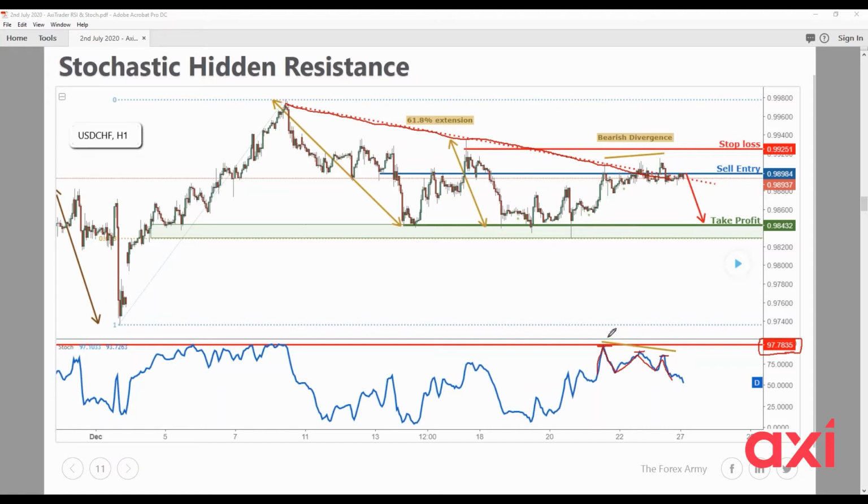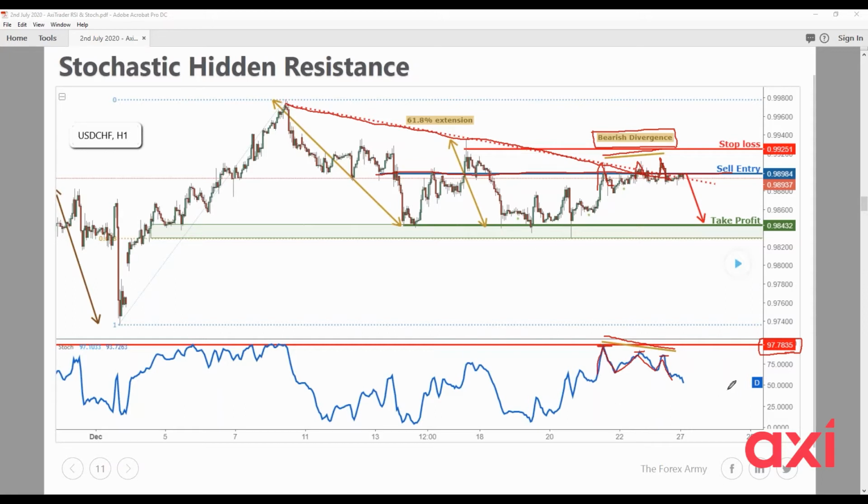So price, I mean stochastic, is generally going downwards, right? But on price, it is going higher and higher, right? So price is going higher, stochastic is going lower. There's this thing called a bearish divergence. When there's a bearish divergence, it occurs around an overlap resistance, right? There is descending resistance to tell us of the momentum of the trade, right?